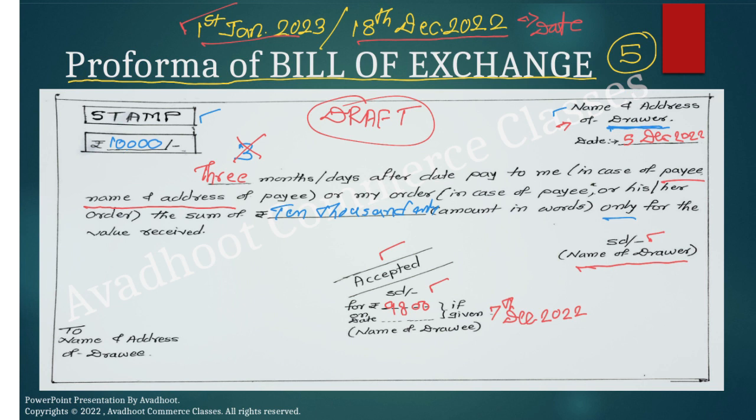And if everything is blank, then we will only write the name and address of the drawee. And lastly here, on the left-hand side, the name and address of the drawee is to be taken. This is called the proforma of a bill of exchange, which is most important and is going to be asked for how many marks?